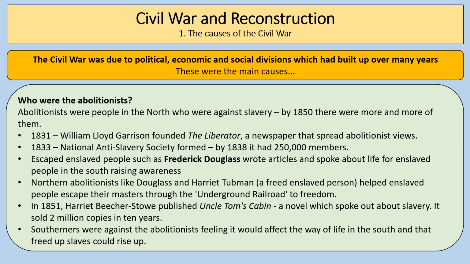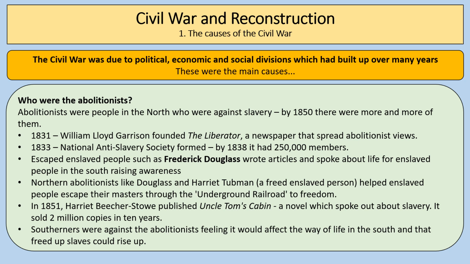Escaped enslaved people such as Frederick Douglass wrote articles and spoke about life for enslaved people in the South, raising awareness of what it was like to be an enslaved person. And Northern abolitionists like Douglass and Harriet Tubman, who was a freed enslaved person, helped enslaved people escape their masters through the Underground Railroad to freedom. In 1851, another abolitionist, Harriet Beecher Stowe, published Uncle Tom's Cabin, which was a novel which spoke out about slavery and sold 2 million copies in 10 years.